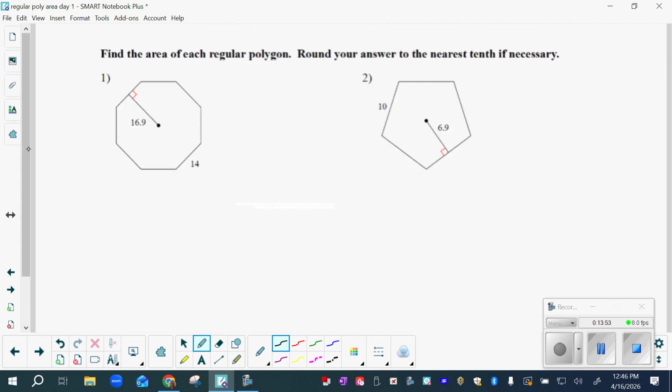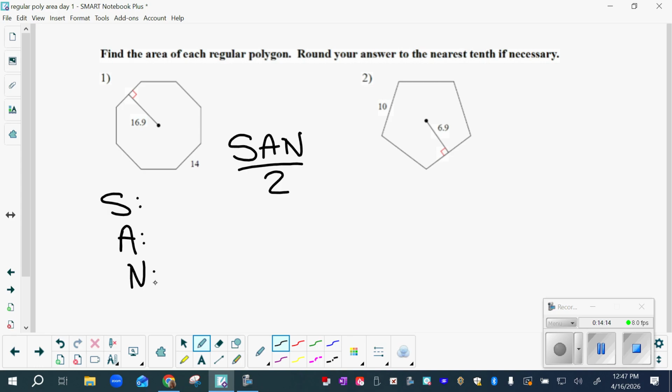So easy. First thing you're going to do, you're going to write down this SAN over 2. Write that on your paper right now. Give me 2 seconds. Then I want you to write S, A, N. How many sides are there? Oh, careful. 1, 2, 3, 4, 5, 6, 7, 8. I just count them, right? That's our number of sides, right? How big is each side? Do you see that's 14? You good? You are almost there.